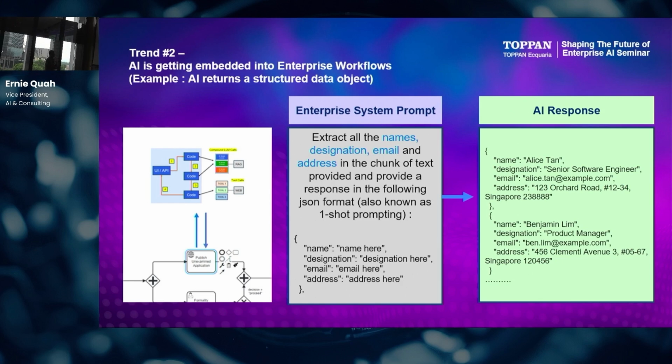In this example, we have an extraction. I give you a chunk of text, extract all the names, destination, email, address in this chunk of text, and provide it in the following JSON format. Then you give an example. This is called one-shot prompting. If you give two examples, it's even more reliable, then it's called two-shot prompting. So you do this, and what you get back will be something very, very precise. Then your enterprise application can make use of this information and process it.